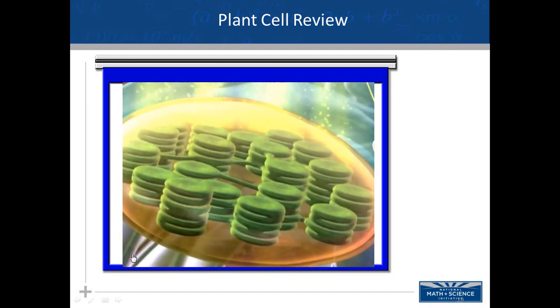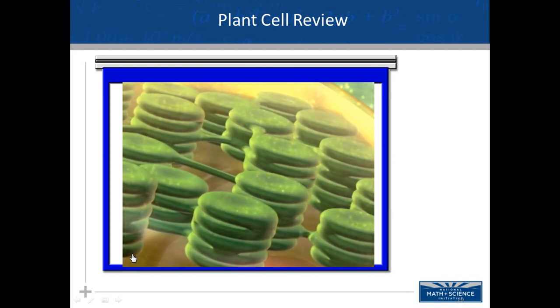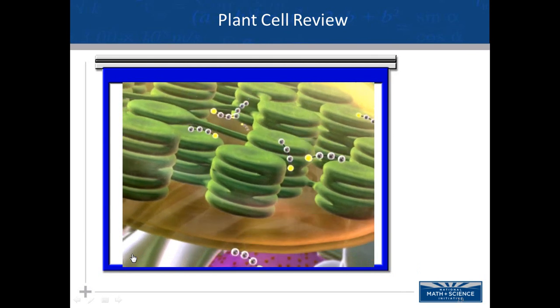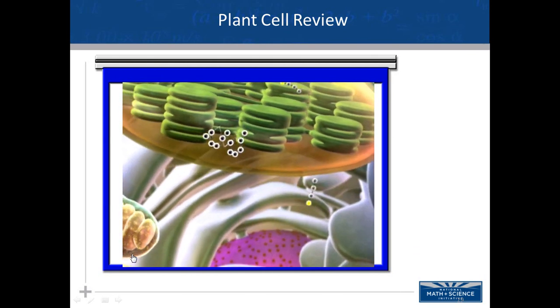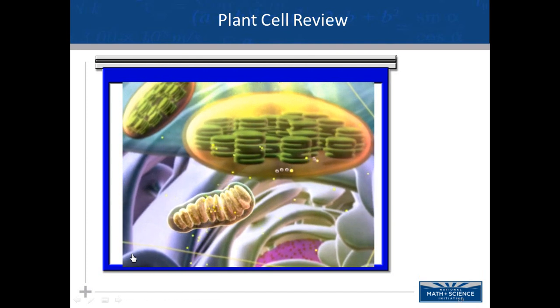Light passes through the two membranes of the chloroplast and strikes these green discs, where light energy is converted to chemical energy. The sugar molecules produced by photosynthesis can be made into other molecules or broken down for energy.